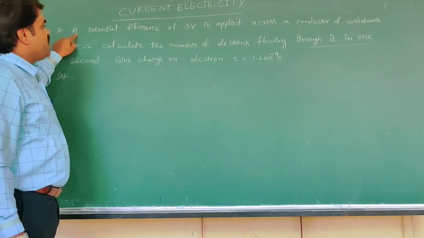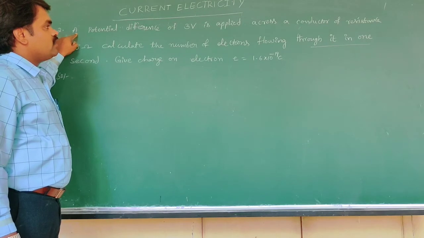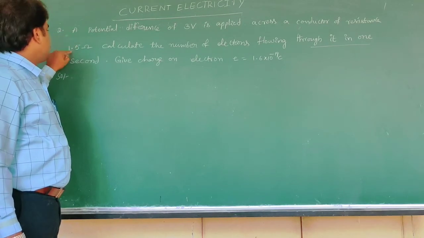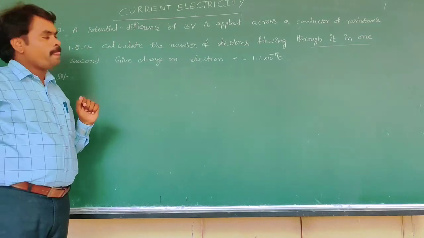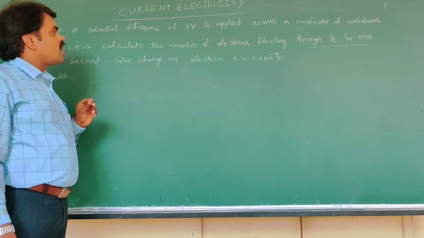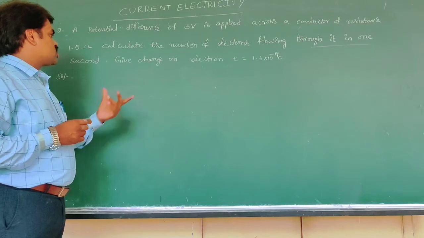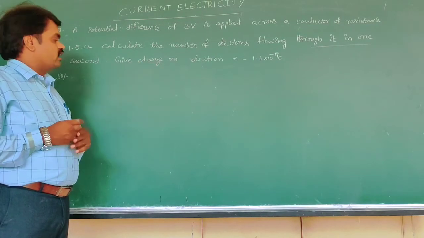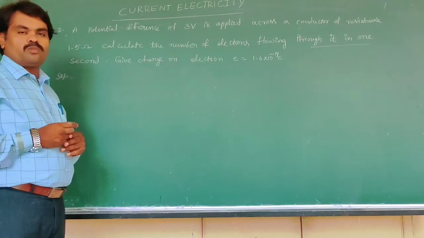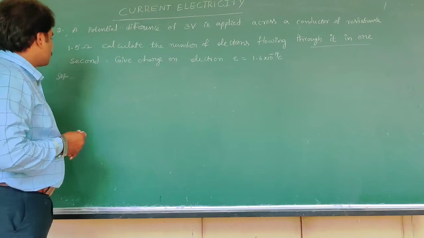Now going to the second problem. A potential difference of 3 volts is applied across a conductor of resistance 1.5 ohm. Calculate the number of electrons flowing through it in 1 second. The charge on an electron is given as 1.6 into 10 to the power of minus 19 coulombs.